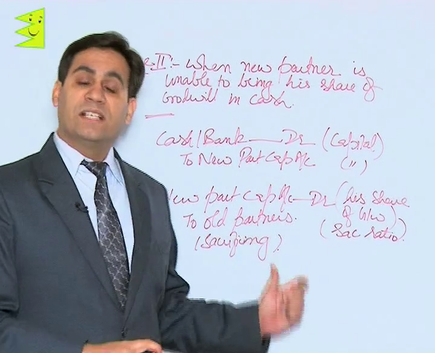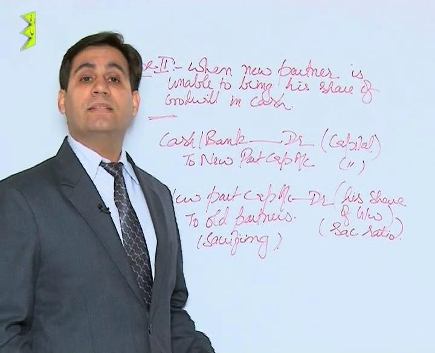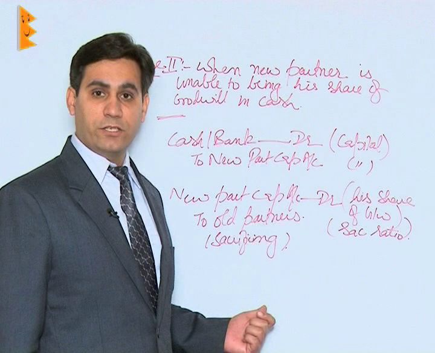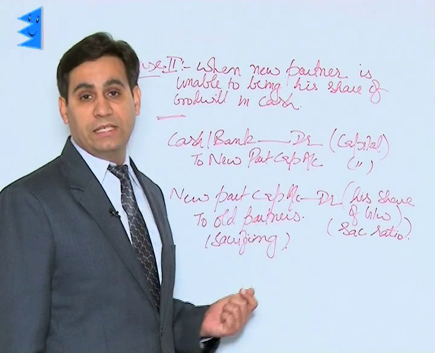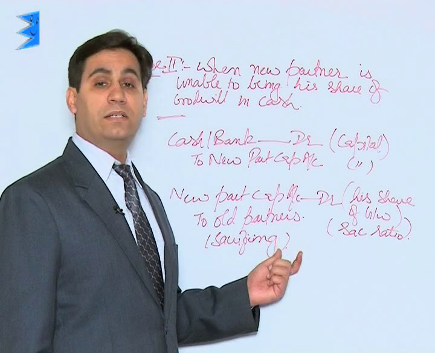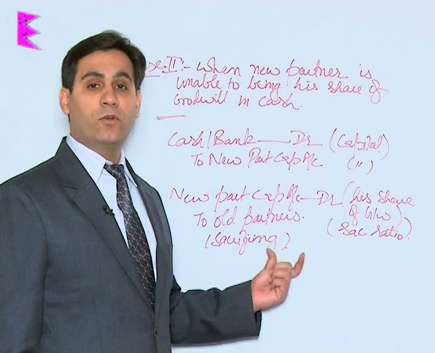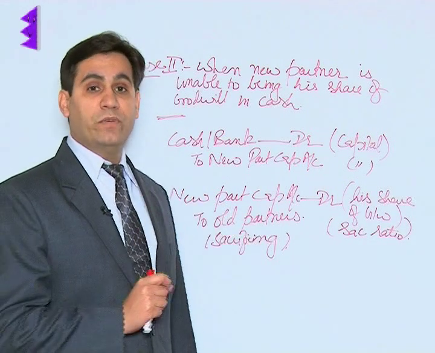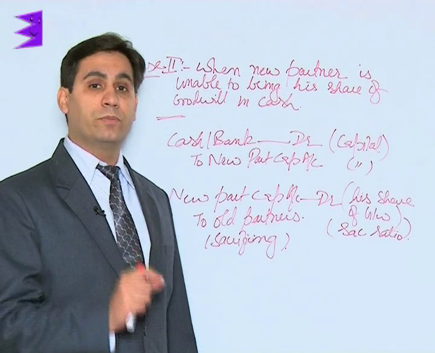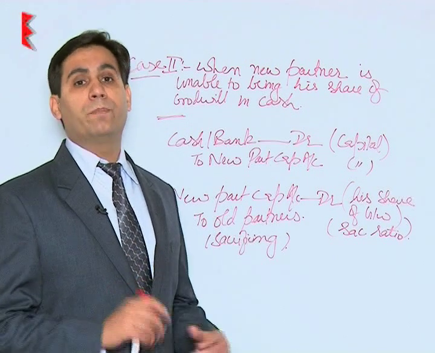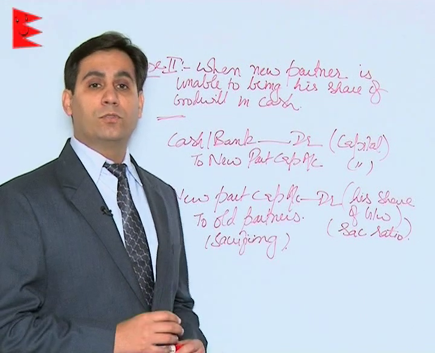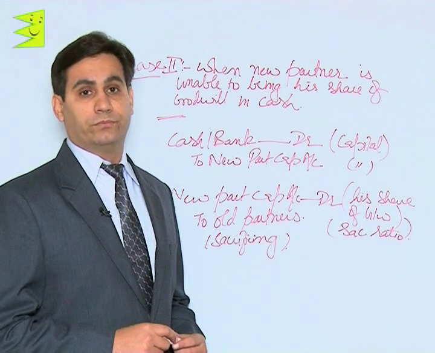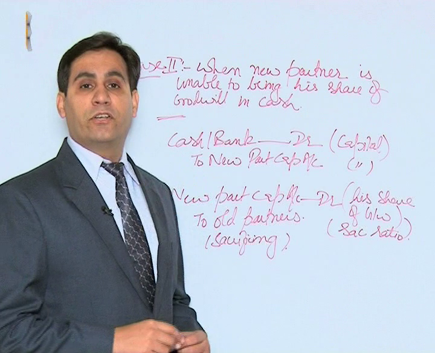So now students, both the cases are clear before us. In case he brings goodwill in cash, that is, premium will be divided among the old partners in sacrificing ratio. And in case he is unable to bring goodwill in cash, then also the old partners will take their share, but this share would be taken out of his capital account. Remember, if in case goodwill appears in the balance sheet, it has to be written off, and the entry would be old partners to goodwill. Old partners would be writing off that amount in their old profit sharing ratio. Let us take some examples to understand the treatment of goodwill.